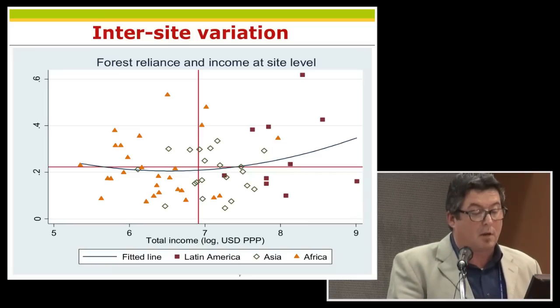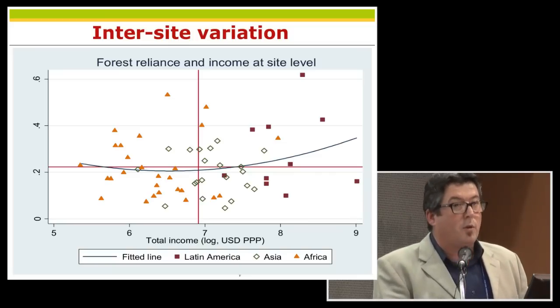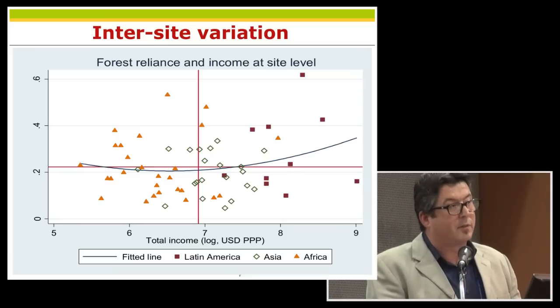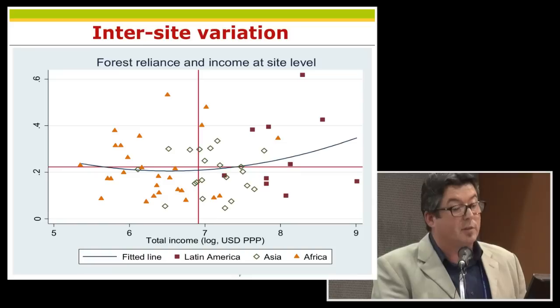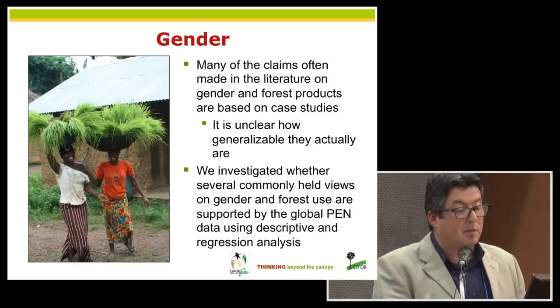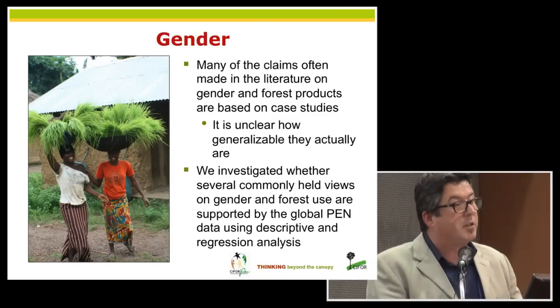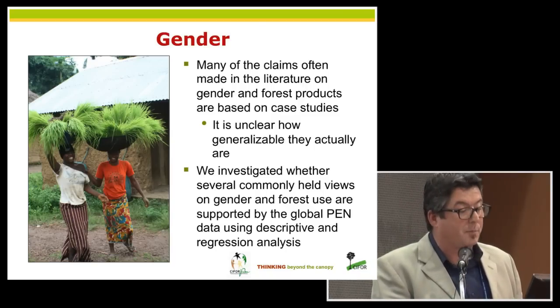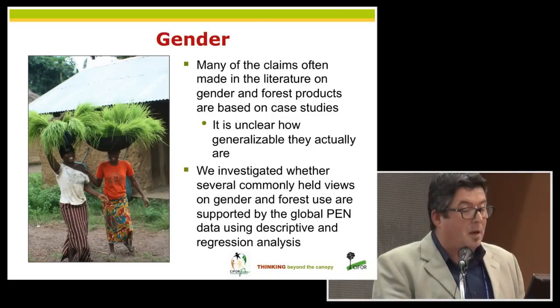But here are some interesting outliers from Latin America. Although overall forest reliance is relatively low, there are significant income generation activities, for example Brazil nut in Peru and Bolivia and elsewhere in Latin America. So there are some nice regional differences which the data has picked up.